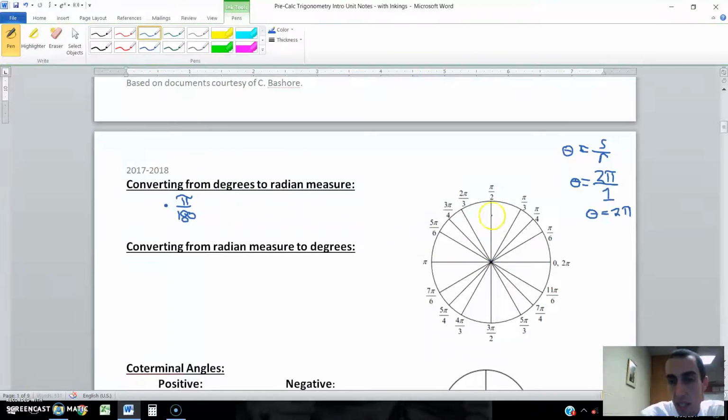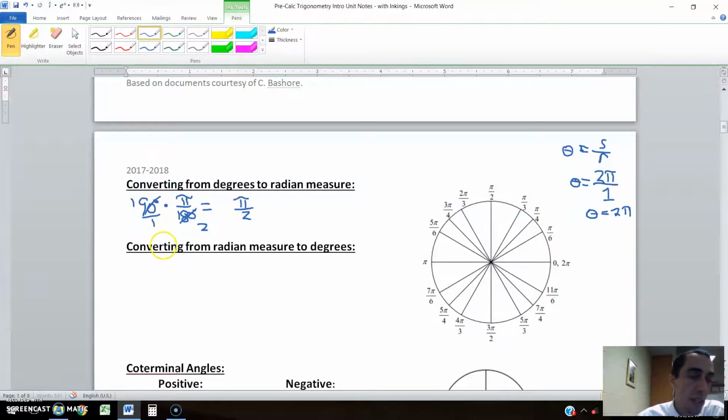So for instance, this 90-degree angle here, what's that going to be in radians? We take 90 degrees and multiply by pi over 180. Take that, make it into a fraction. Both these have a factor of 90. That becomes a 2, that becomes a 1. Multiply across, and we have pi over 2, which is shown right here.